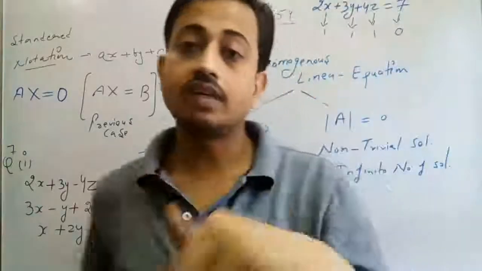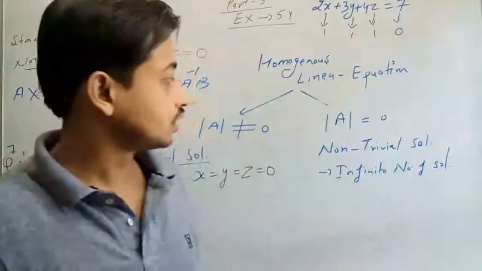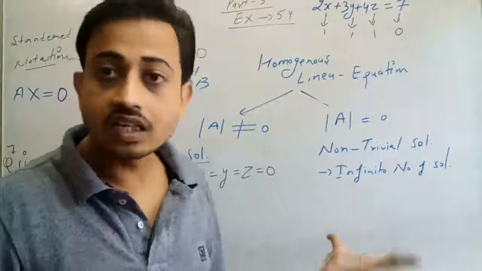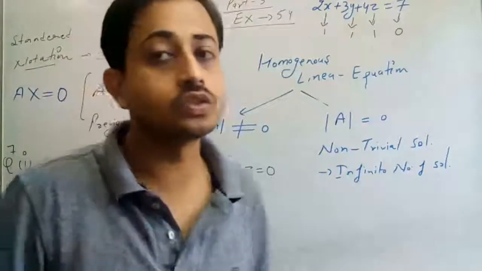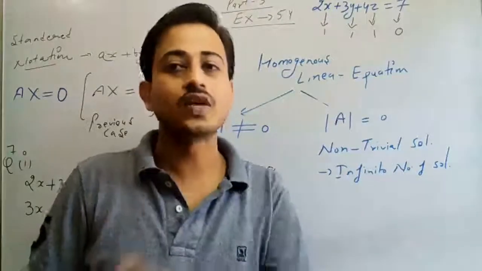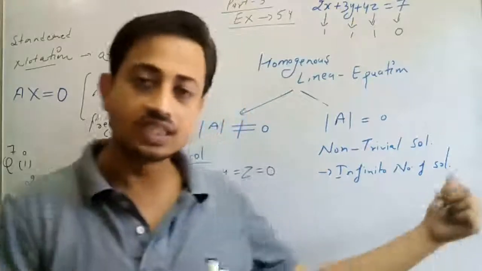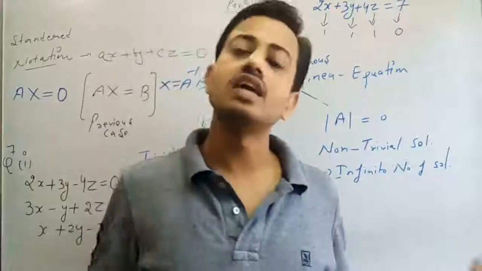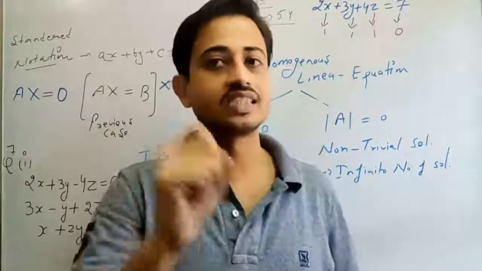Next, if the determinant becomes equal to 0, then you get a non-trivial solution. And the condition for non-trivial solution is infinite number of solutions. So whenever your determinant is 0, it means you get an infinite number of solutions. So we have to apply these two conditions to solve any question. So please make a note or take a screenshot.